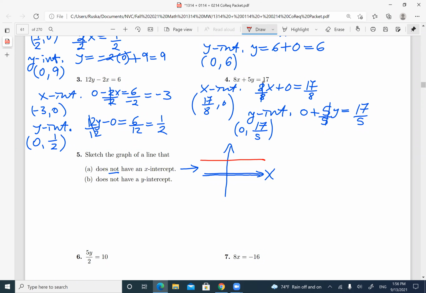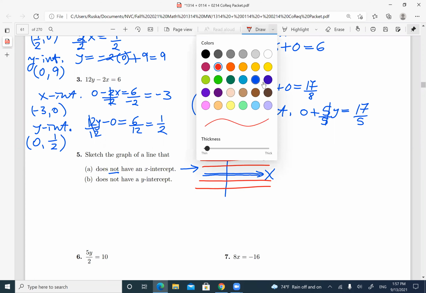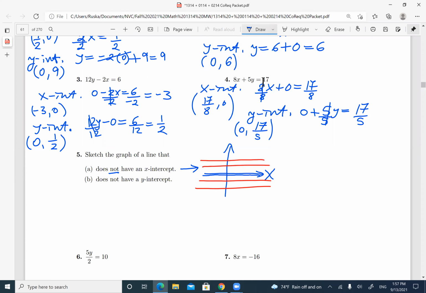So this line is never going to cross the x-axis. Or if I have this line. So any horizontal line is never going to cross the x-axis. Make sense? And then using the same concept for B.